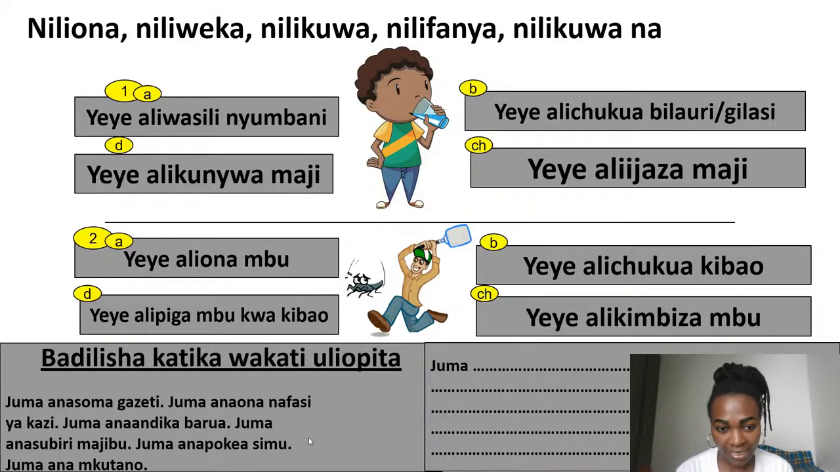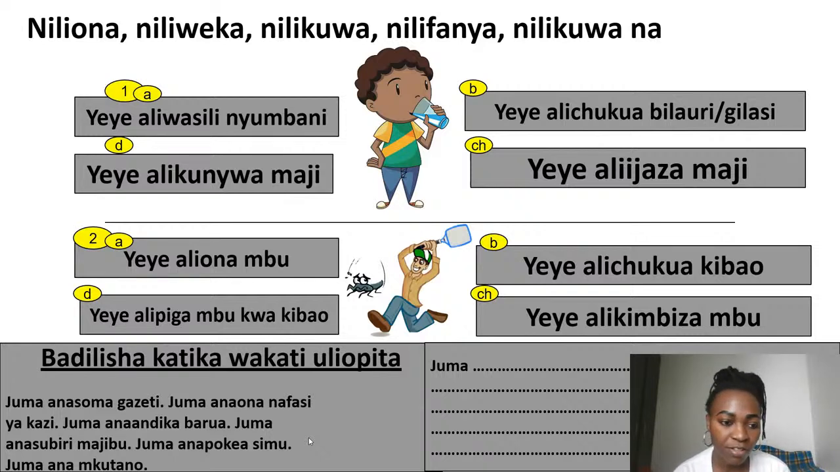Juma anasoma gazeti. Juma anaona nafasi ya kazi. Juma anaandika barua. Juma anasubiri majibu. Juma anapokea simu. Juma ana mkutano. There are about 6 sentences. Do you remember how to change a sentence or a paragraph to the past tense, because this is in the present tense?